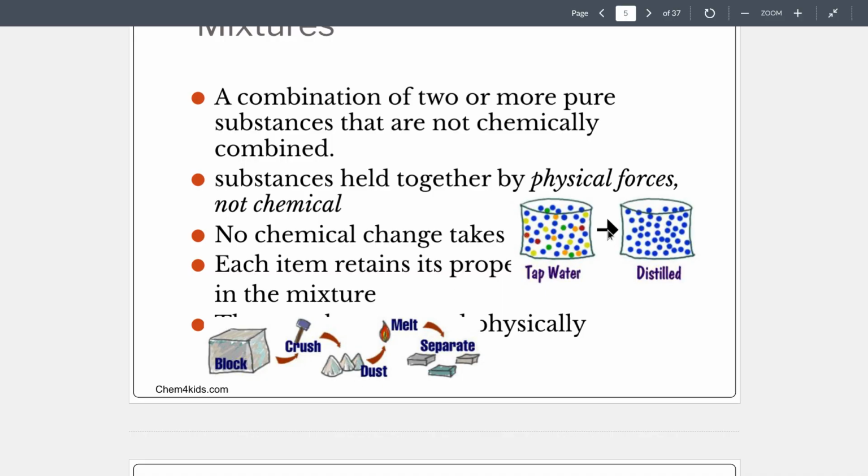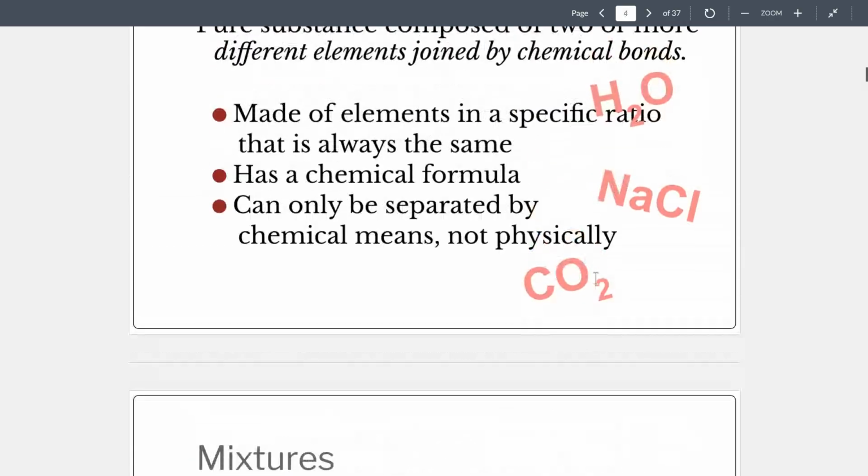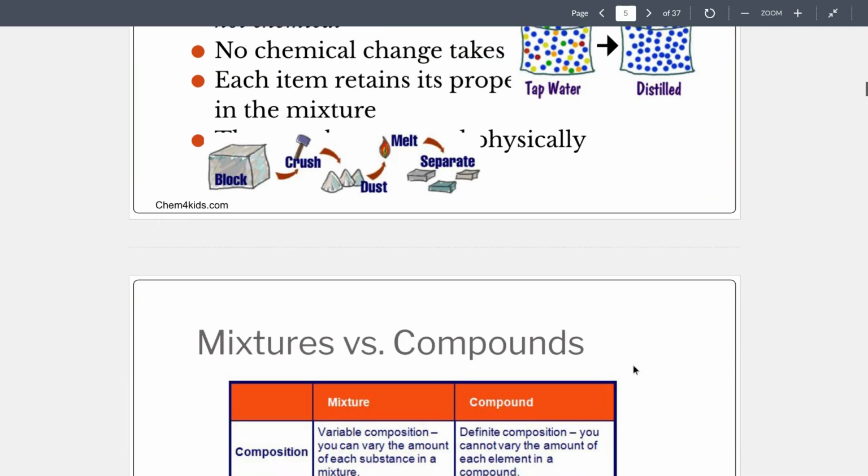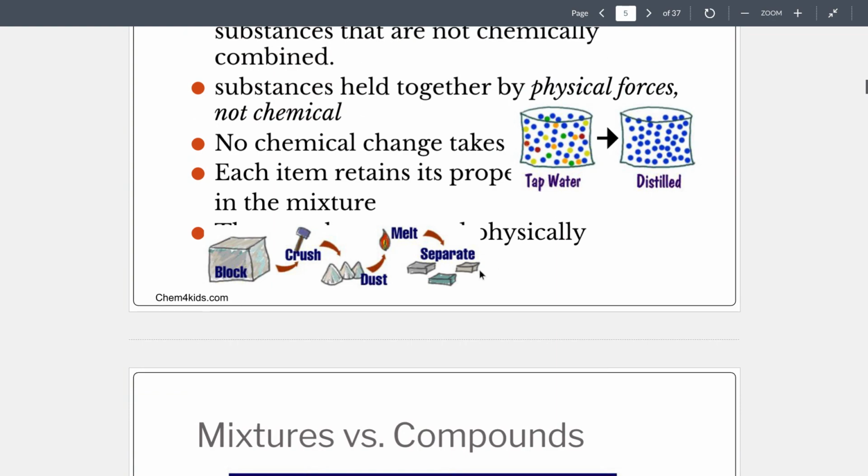So I can take tap water and use a filter, which is physical, in order to get the stuff out of it and distill it. I don't have to do a chemical reaction. If I want to separate the hydrogen from the oxygen in water, I have to do a chemical reaction. Okay, that's the difference. A mixture is just mixed together.